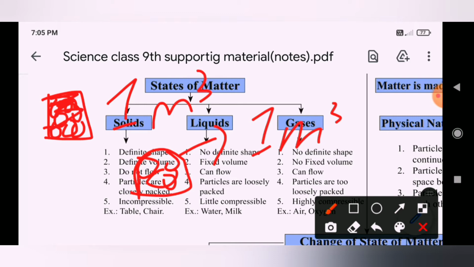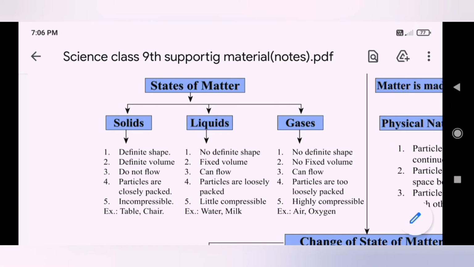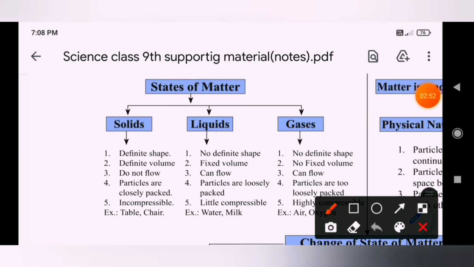Take it, it is 1 meter cube of water. When we take it in another container, it is also 1 meter cube of water. But gases do not have a fixed volume, they flow. Solid does not flow.